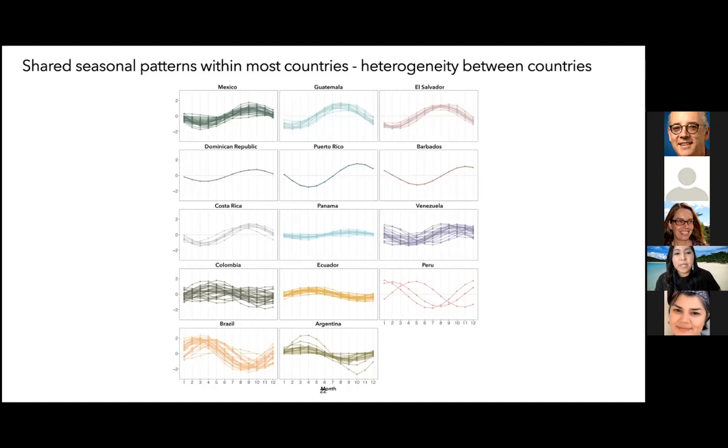So you can see within a number of countries, there are fairly similar patterns and timing of their seasonal peaks and lows. Clearly some heterogeneity is observed, particularly with Colombia and Venezuela. Some of that might be attributed to the geographic heterogeneity within those countries. But you can also see that as you move from Mexico down to Argentina, you again see this shift in the timing of when dengue peaks and when dengue, at least seasonally, is low.